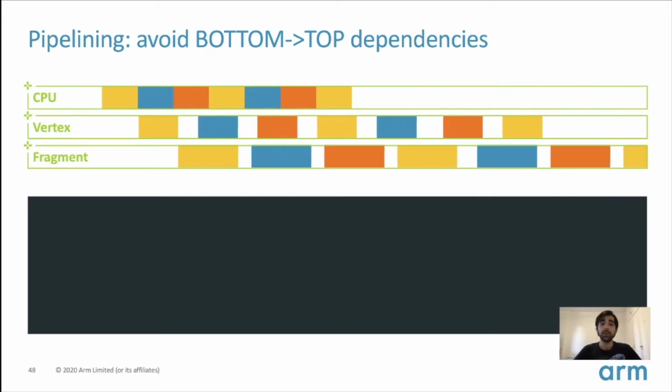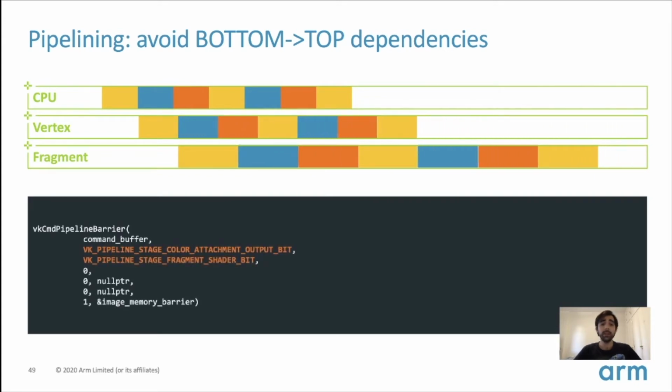Compare that to this other barrier. The change is very simple. We're basically saying that in the second render pass, we only need to wait for the fragment work from the previous render pass to complete. So this means that the vertex work from the second render pass can execute in parallel to the fragment work from the previous render pass. And this way we completely avoid the bubbles and maximize the throughput.